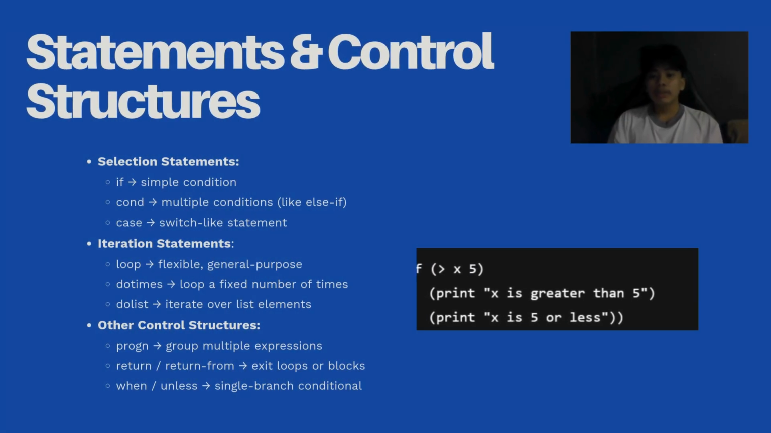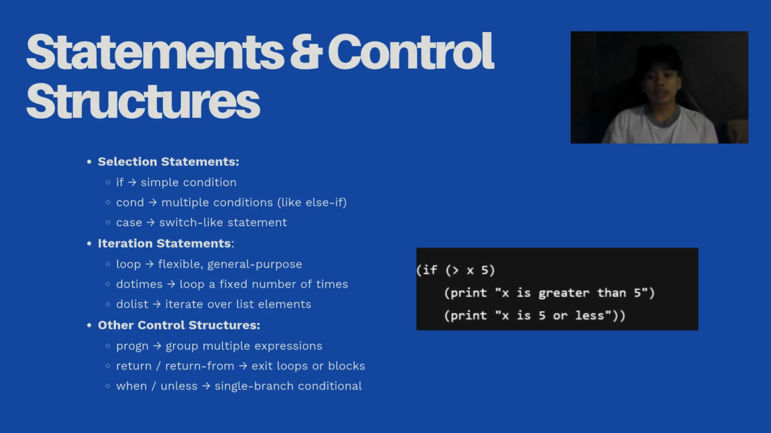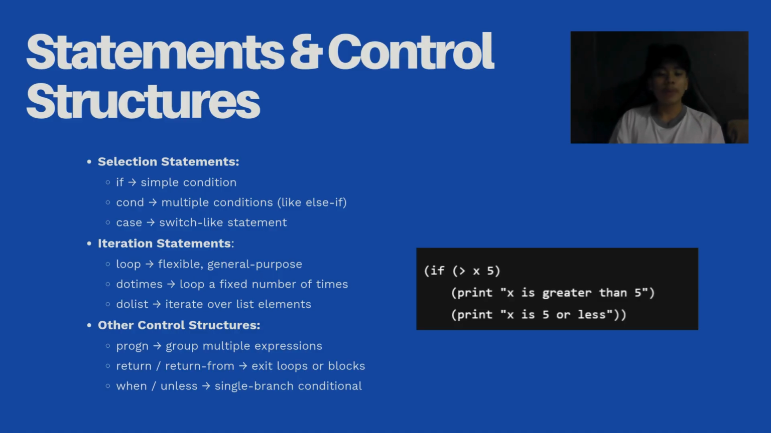Next, let's look at statements and control structures in Lisp. In Lisp, control structures determine which expressions are evaluated and how many times. For example, we have if for simple conditions, cond for multiple conditions, and case for switch-like behavior.